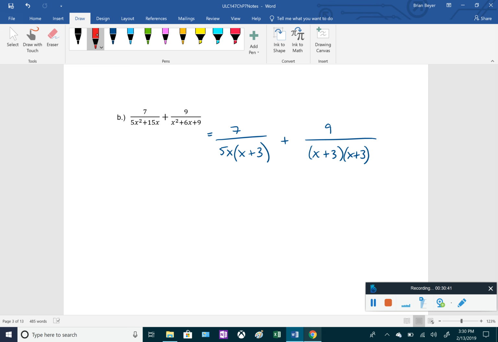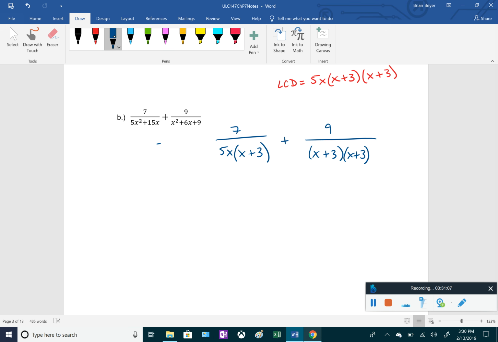So now we have to look at the LCD. So the LCD, just write down the first denominator. That's 5x times x plus 3. Now we go to the second denominator. It's x plus 3 times x plus 3. One x plus 3 is already in our LCD, so we only need to include one more x plus 3. So that is our LCD.